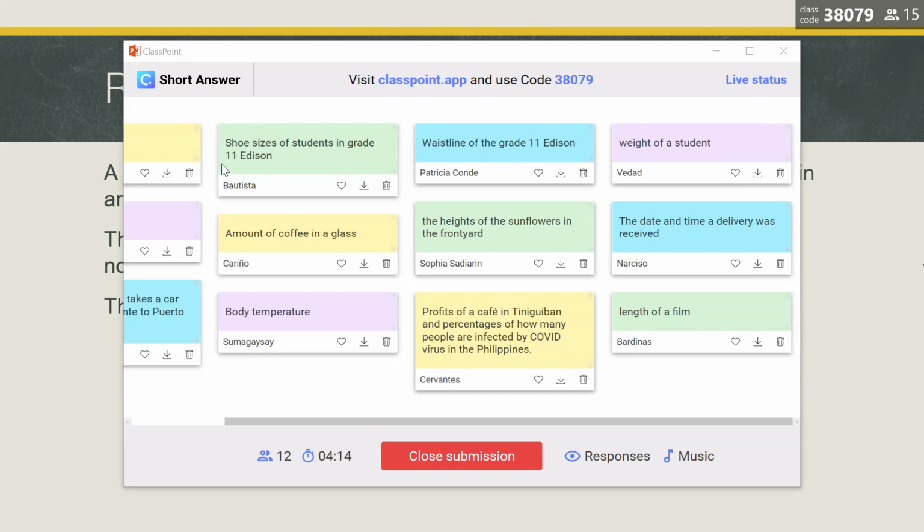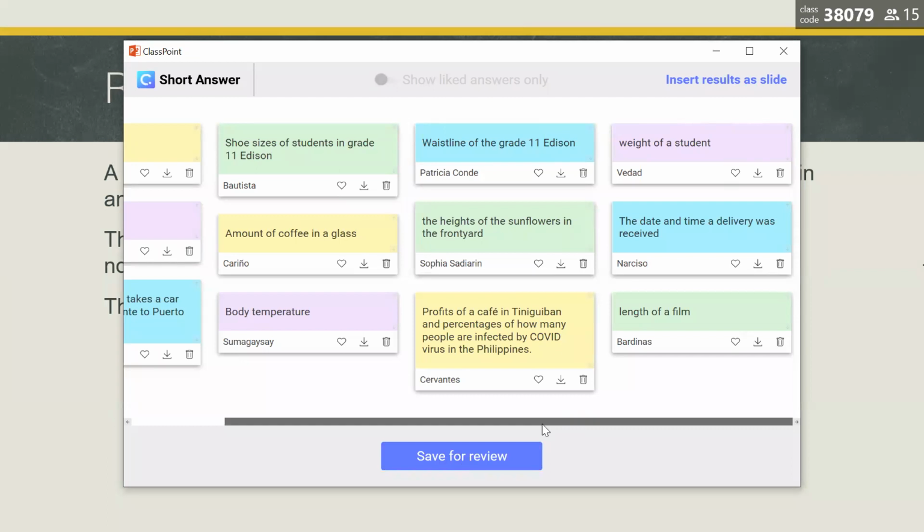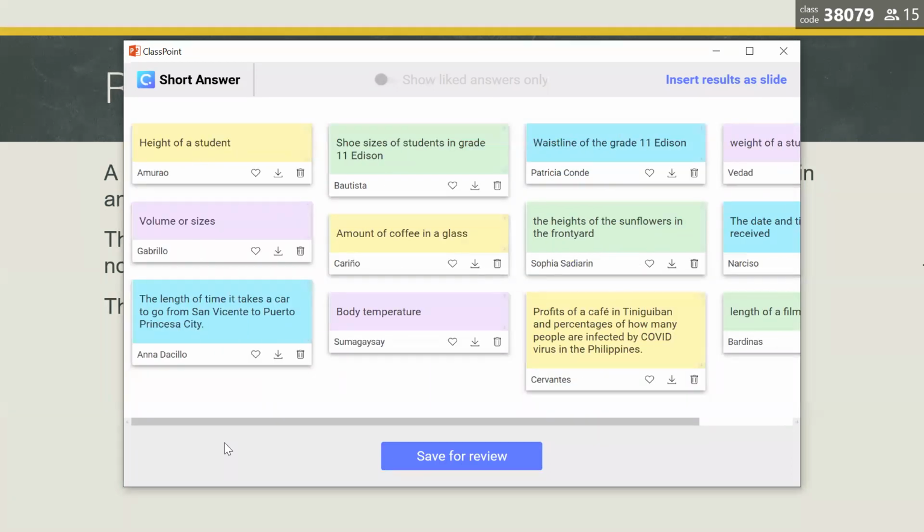Ayan. Ay, 4 minutes na. Okay, let's close the submission. Okay, let's check. Dito tayo sa most recent. So height of a student, that can be, very good. Volume or sizes. So kung specific tayo, kunwari, volume of tumblers of grade 12 teachers in CitySci, or shoe sizes of teachers, di ba?